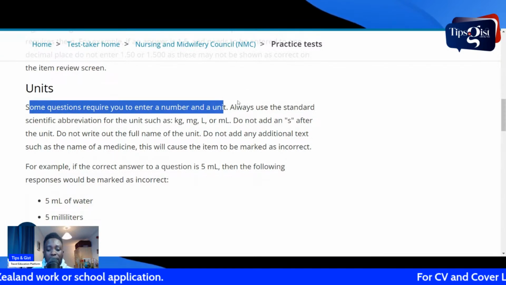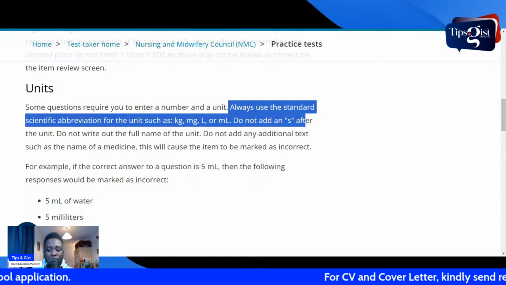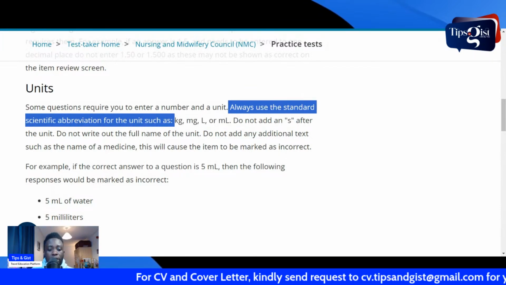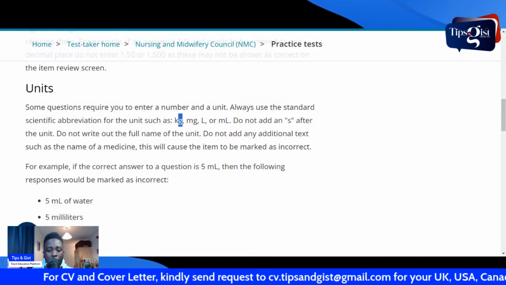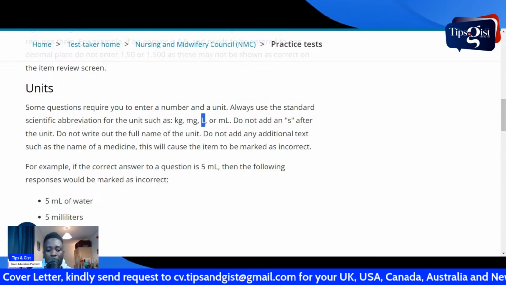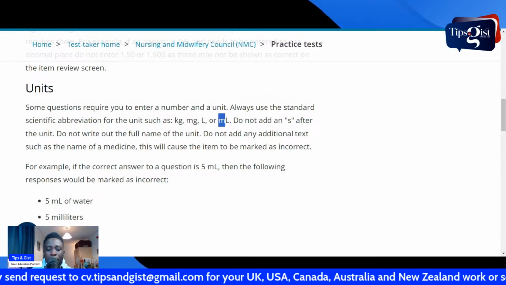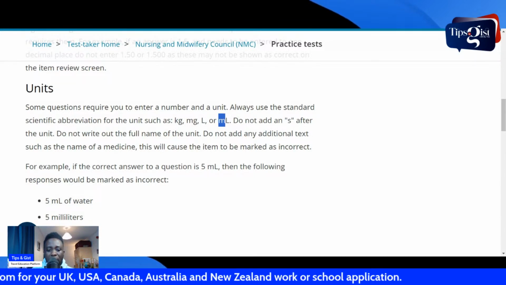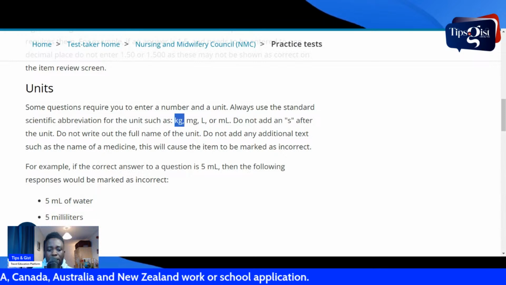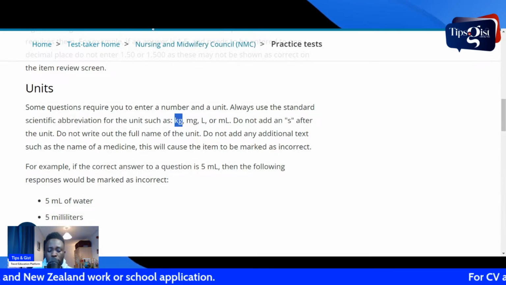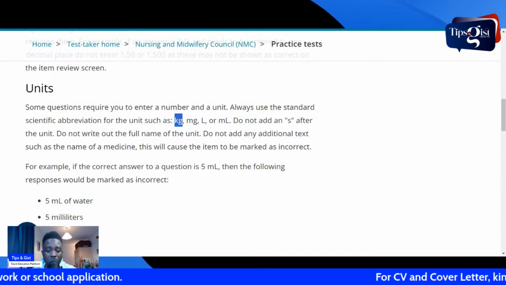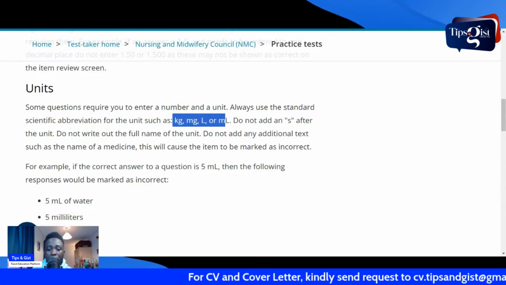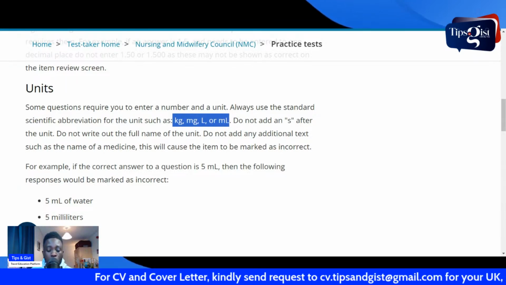unit. So in such circumstances, always use the standard scientific abbreviation for each unit, such as kg, that is kilogram, mg, milligram, L, that is liters, or ml, that is milliliters. Now look at how they write it. You see, milliliters is small m, capital L, so you have to note that. But kg is small k, small g, so you don't write capital letters or uppercase, otherwise you are going to get it wrong. So you have to look at the correct scientific abbreviation for those units in order to score.